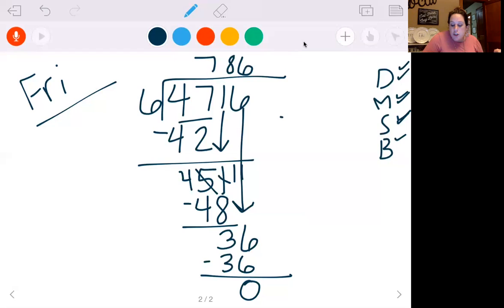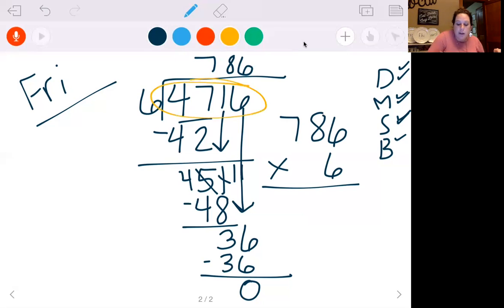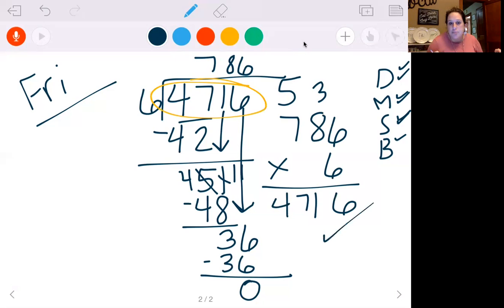If I wanted to check it because I wasn't sure, I can multiply 786 times 6. So let's see if I get my answer that way. Theoretically, if it's correct, I should get this answer. So let's do it. 6 times 6 is 36. Put your 6, carry your 3. 6 times 8 is 48. 49, 50, 51. Carry my 5. 6 times 7 is 42. 42 plus 5 is 47. So I know that I am correct because I checked it.